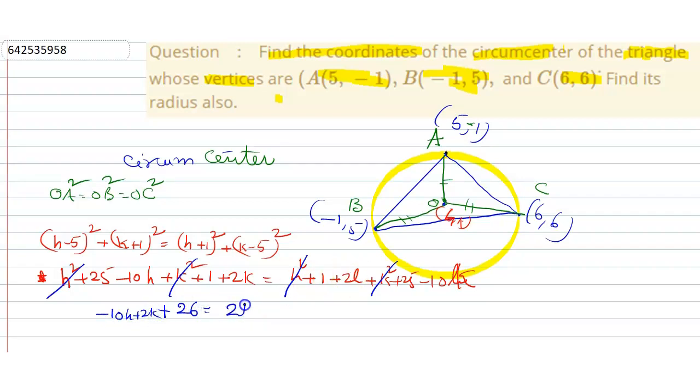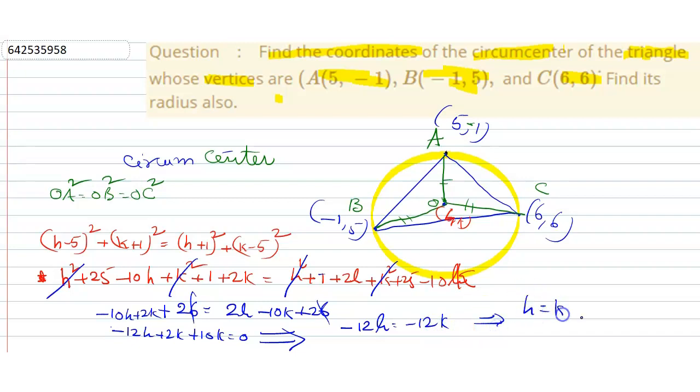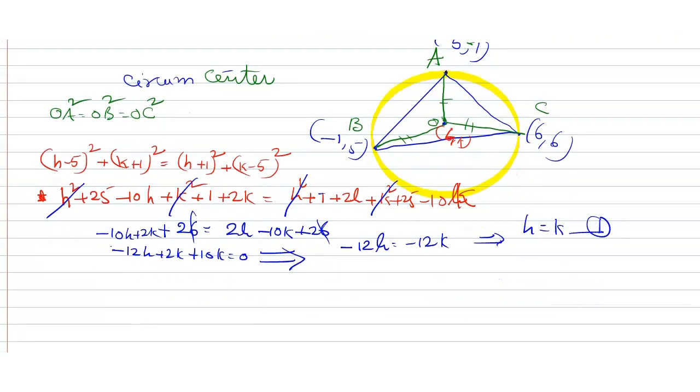equal to 2h minus 10k. 1 plus 25, 26. This 26 will go away. Minus 10h minus 2h is minus 12h, plus 2k minus 10k, it will become minus 8k... equal to 0. That means minus 12h is equal to minus 12k. That means h is equal to k. This is equation 1.